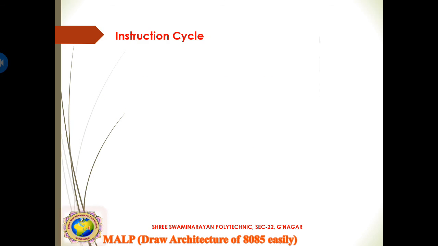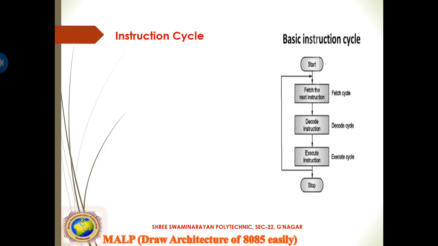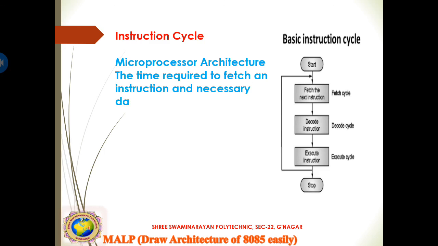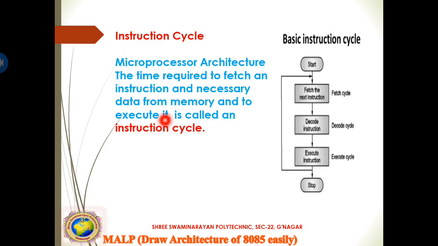નાવ ઇન્સ્ટ્રક્શન સાયકલ કોને કહેવાય? અહીંયા બતાવ્યું છે એક ફ્લો ચાર્ટ કે ફ્લો ચાર્ટમાં ફેચ, ડીકોડ એન્ડ એક્ઝિક્યુટ આ 3 પ્રોસેસ છે ઓપરેશનના. તો સ્ટાર્ટ ટુ એન્ડ એની વચમાં જે કંઈ પણ આ પ્રોસેસ થાય છે એને કહેવાય છે બેઝિક ઇન્સ્ટ્રક્શન સાયકલ. એટલે કે માઇક્રોપ્રોસેસર આર્કિટેક્ચરમાં the time required to fetch an instruction and necessary data from memory and to execute it is called an instruction cycle. Fetch to execute, this time is required for an instruction cycle. Okay.